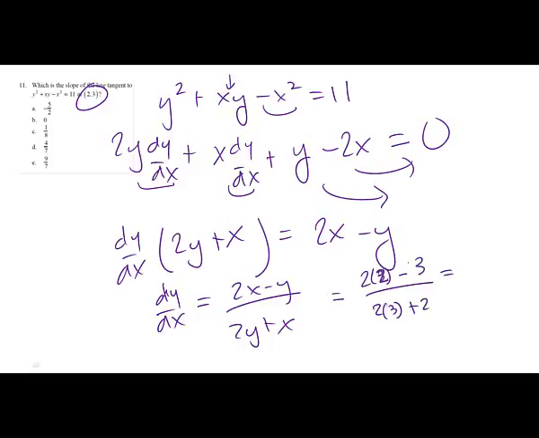What's 2 times 2, minus 3? 1. All right, look at your answers. What does it have to be? It has to be C. It's 1/8, right? 2 times 3 is 6 plus 2 is 8, so 1/8.